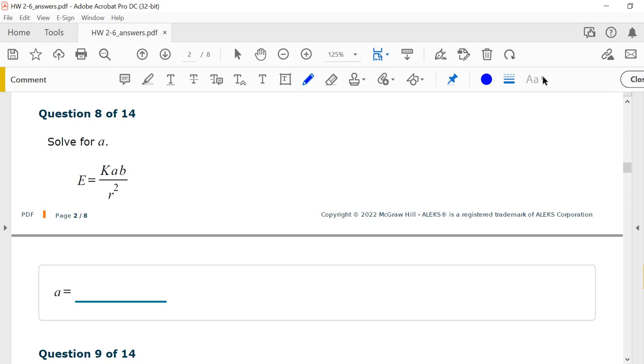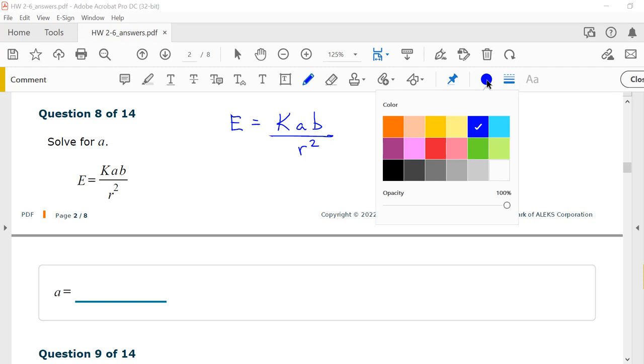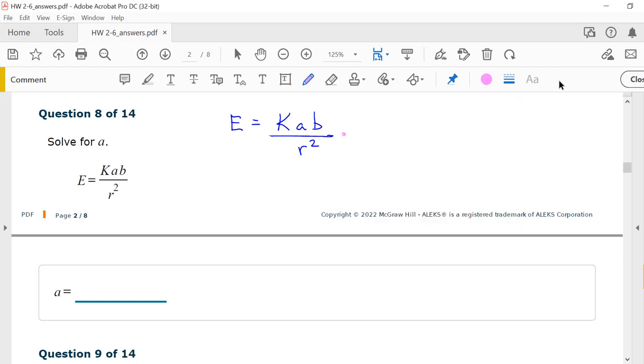Number 8, I have solved for a. E equals k a b, so that's k times a times b, all over r squared. First thing I want to do in order to solve for a is multiply both sides by r squared. That gets rid of the denominator on the right-hand side. So I now have r squared times e equal to k a b.